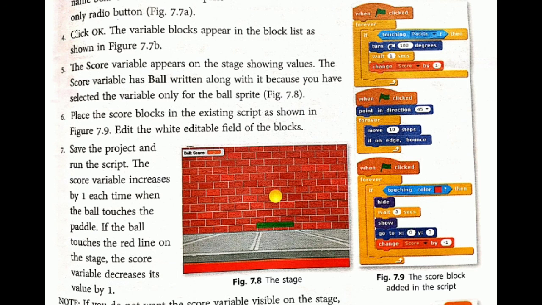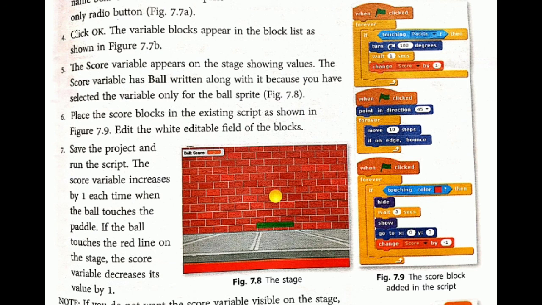Look at figure 7.8. At the top of this stage, you will be able to see the bold score given and the value is being given as 0. Okay, so currently now our score variable will appear on the stage at the top corner of the stage and it is showing the value as 0. Okay, if you want to see the picture of the stage, look at figure 7.8. Okay, this is what step number 5 says. And look at step number 6.